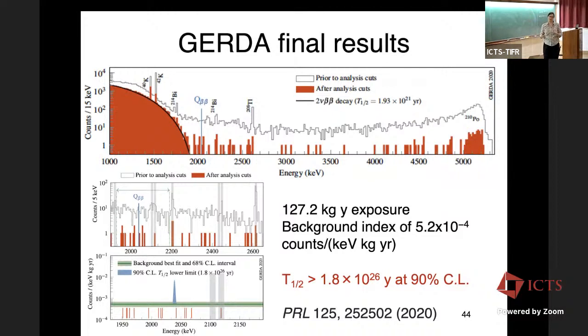They're able to do some discrimination between signal and background and knock their spectrum down to this level. So very low background, 5.2 times 10 to the minus 4 counts per keV kilogram year. If we zoom in on that region of interest, we can see again what an impact that had. And so there's sort of one count in their region of interest, which lets them set a limit, that limit we talked about earlier, 1.8 times 10 to the 26 years, at 90% confidence level. Very effectively ruling out Heidelberg-Moscow.